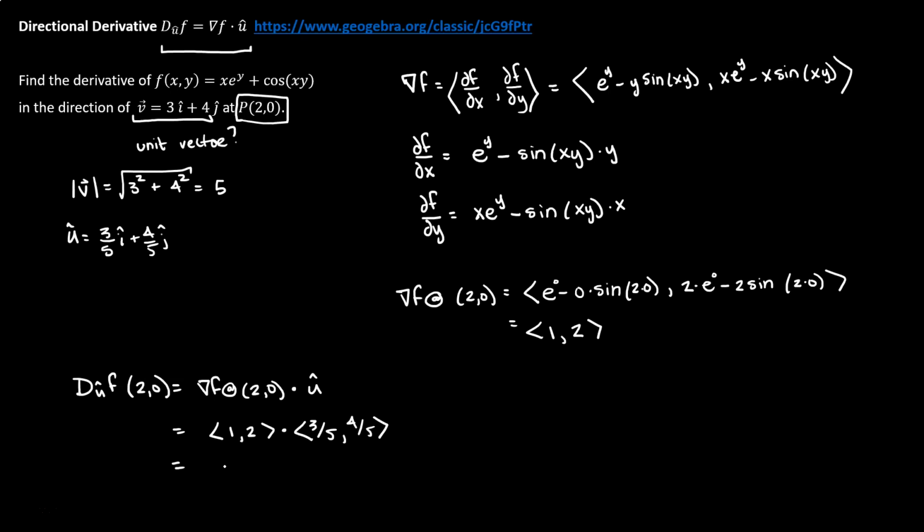Dot product says multiply corresponding components and then add them together. And we get 11/5, which we can interpret as for every 1 unit we travel in the direction of v, the surface increases in elevation by 11/5. So this is an example of calculating the directional derivative using this shortcut with the gradient vector dotted with a unit vector in the direction for the derivative which you're calculating.